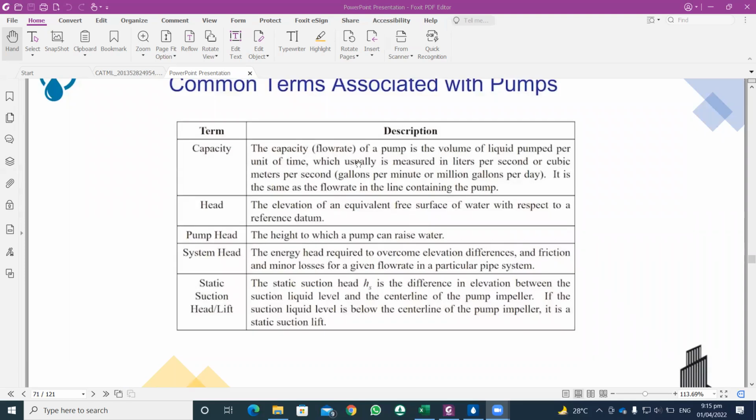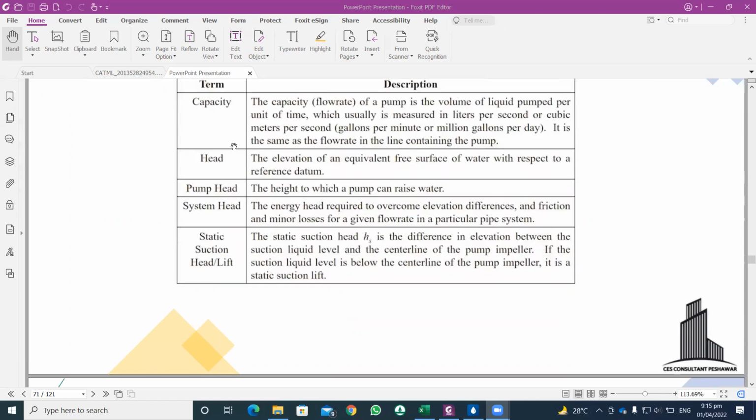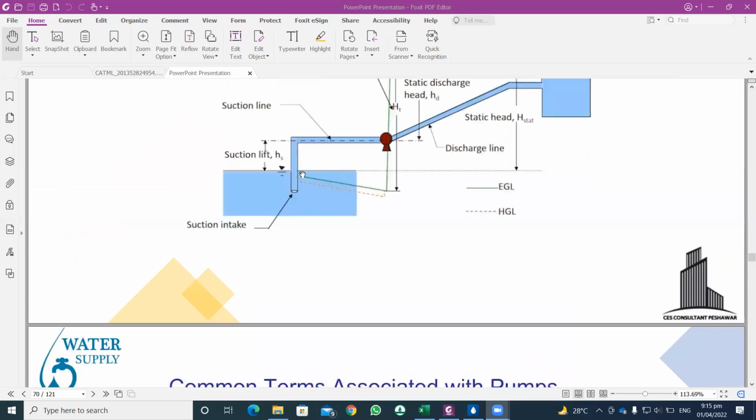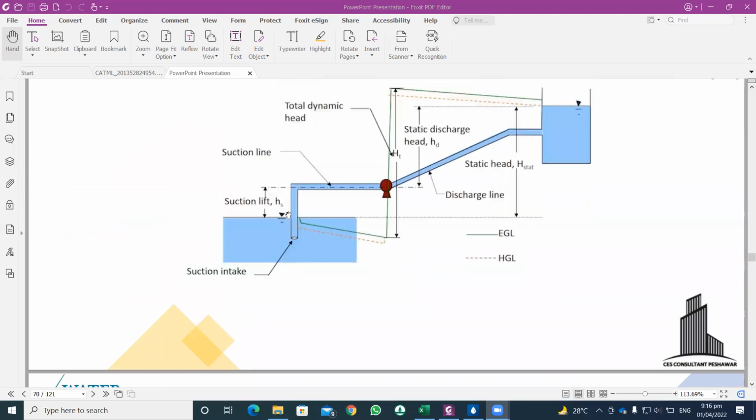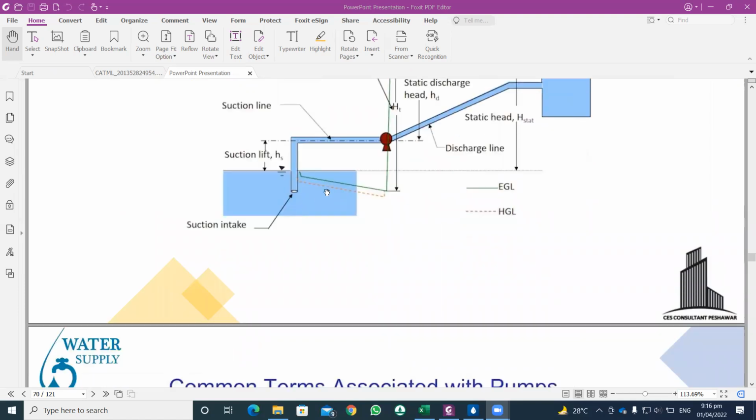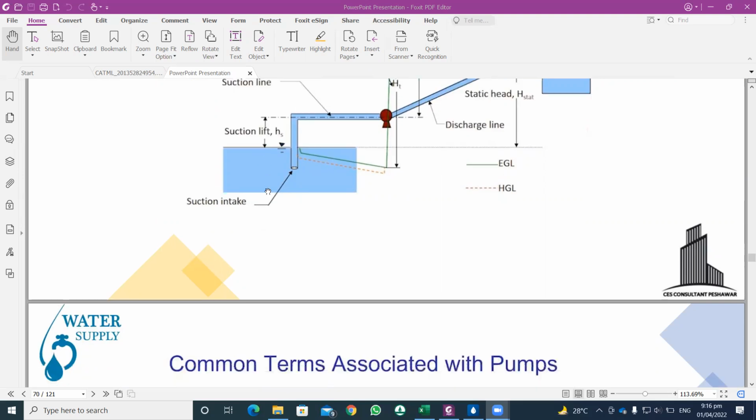Capacity of a pump is the volume: how much volume a pump can pump to the downstream side, and how much head it can give to that specific liquid in order to reach a specific point. Head is basically the elevation of the equivalent free surface of water with respect to a reference datum. So head is the elevation of each point in a network, as we discussed in the previous class, maybe the elevation head, which is the elevation of a junction or a pump, or the elevation of the water level in a reservoir.